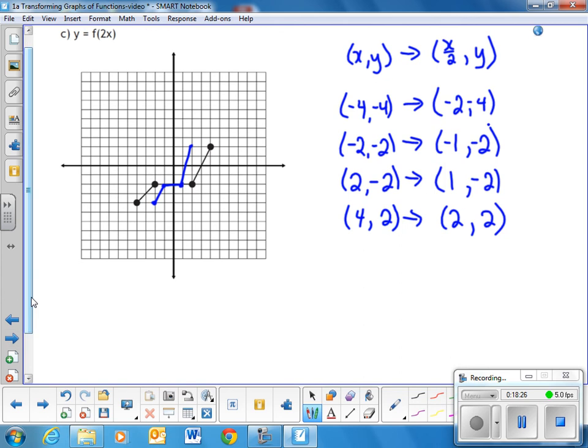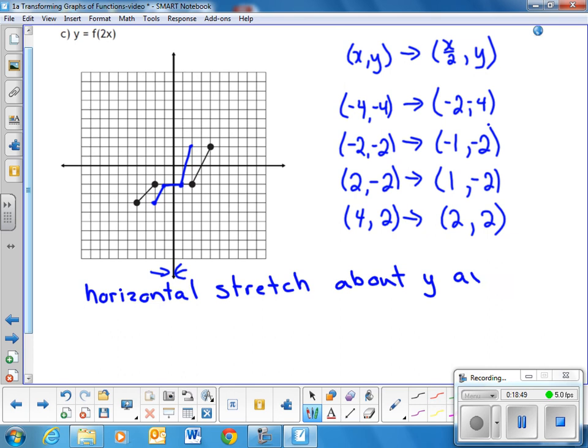Even though we've squished it, we're going to describe it as being a stretch. So the movement has been that everything has got moved towards that y-axis. So it's going to be a horizontal stretch about the y-axis. That's the one that we're moving towards or away from, by a factor of, what did we multiply each of those x values by? Well, we divided by 2, which is the same thing as multiplying by 1/2.